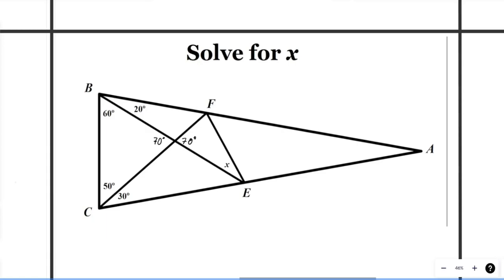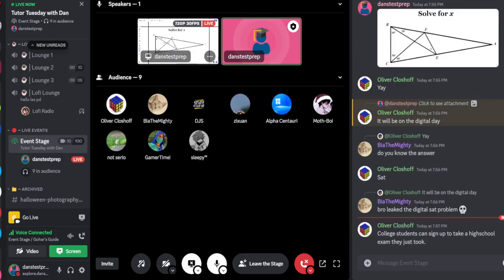Okay. Next, what do we got? I know that this circle has to be 360 degrees. And if I subtract off the 140 that I already have, let me just do my scratch work over here. 360 minus 140 is 220. 220 divided by 2 will give us 110. I feel like I saw something similar on the SAT actually.